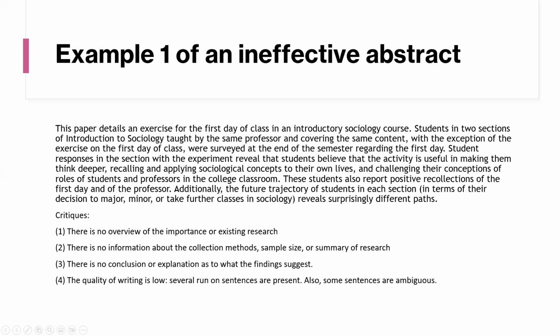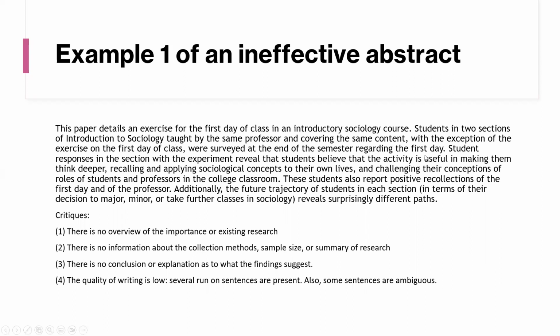There were two sections taught by the same professor covering the same content, with the exception of the exercise on the first day of class. They were surveyed, with student responses and experiments, but they didn't necessarily talk about what they were actually testing for. Are they testing an average response of 1 to 5? Are they testing a proportion of people that suggested yes, it was beneficial, or no, it wasn't beneficial?